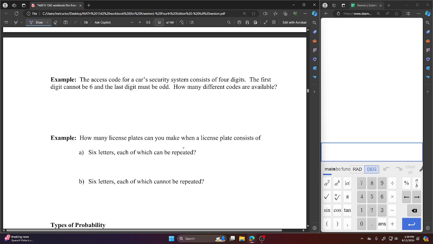So, an access code for a car security system. We have 4 different digits. The first digit cannot be 6 for some reason, and the last digit must be odd. How many different codes are possible? What I like to do is physically draw out whatever I have. So I'm going to have 4 different spots. Just for example, 1, 2, 3, 4. But now I can't use that because the last one has to be odd. So 1, 2, 3, 3. 1, 2, 3, 5. 2, 3, 5, 7. I can keep going forever, right? How many different codes do we have?